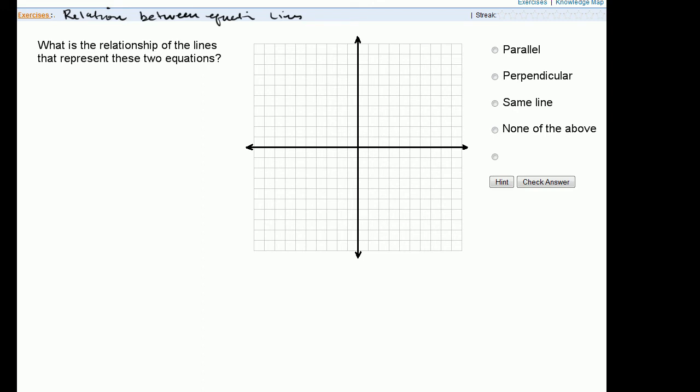Maybe the first equation would be 4x plus 2y is equal to 1. And maybe the second equation is 2x minus 4y is equal to 5.